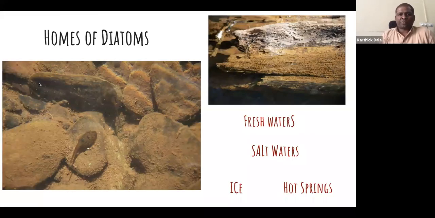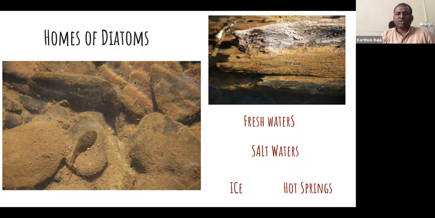Where do we find diatoms? On the left, you are seeing stones, and there are tadpoles here. And then you see this brown colored growth on these stones in the stream. This picture is from a stream. You see all these hair-like brown things. All this growth is a mixture of multiple microorganisms, starting from bacteria, fungi, algae, and small microinvertebrates. So all these are there.